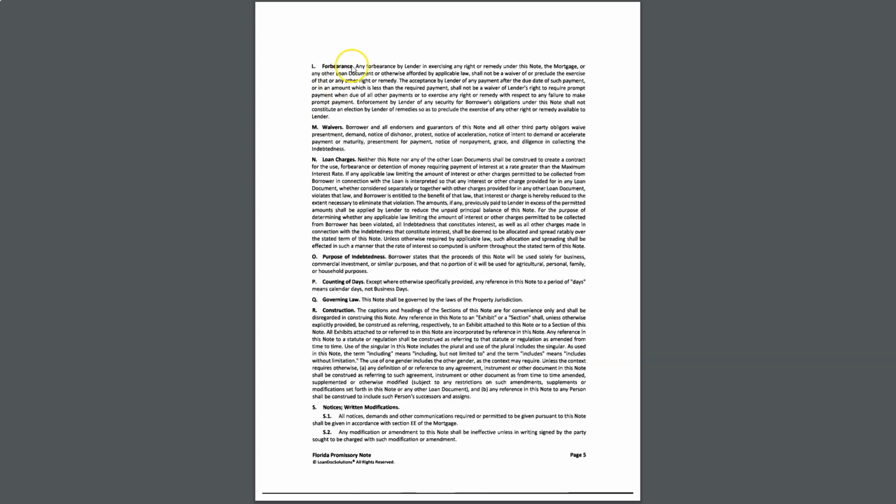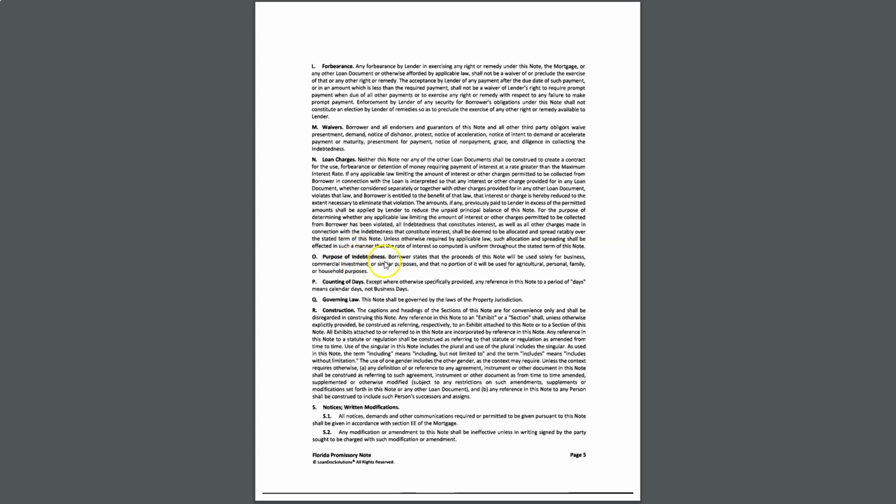On page number 5, it does talk about forbearance. Forbearance basically means that the payments are delayed, but it does state that it will not waive the exercise of the right or remedy, which means that the borrower still has to pay whatever is owed to the lender. Now, there will be some waivers and additional loan charges that the borrower will need to take into account if, as it says, the borrower has been in violation of any indebtedness that constitutes interest. So, which means that if the borrower doesn't pay on time, then there could be additional charges.